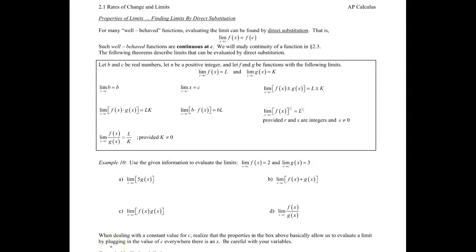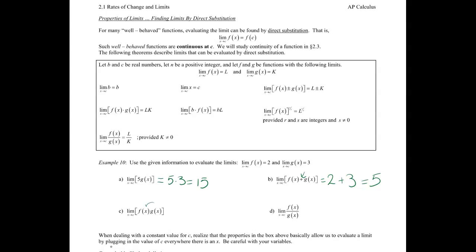A says the limit as x approaches c of 5 times g of x. Well, it says that g of x is 3. So really, all this is 5 times 3, which, surprise, should be 15. The next one says we've got the limit of f of x plus g of x. Well, again, f of x is just 2. And then g of x is just 3. We're going to add those two answers together, which should be 5.